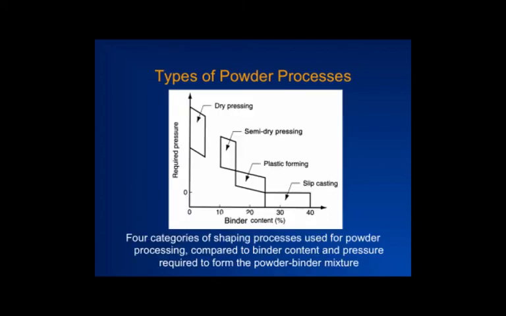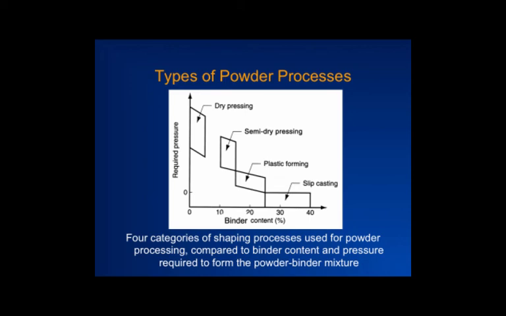So one way of looking at powder processes, just like we said, was how much pressure is required, and that depends largely on the binder content. In the case of die pressing, so solid additives, right? You add very little of this, and you have to use a lot of pressure to compact that into a shape.